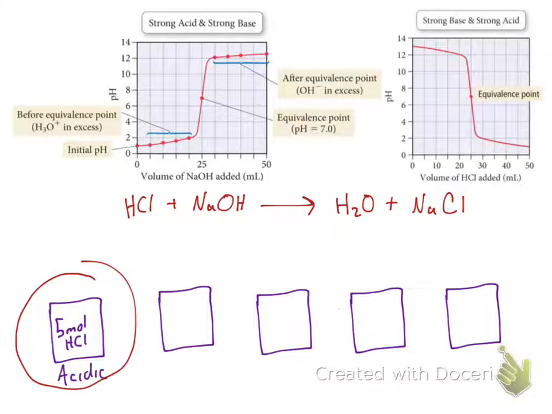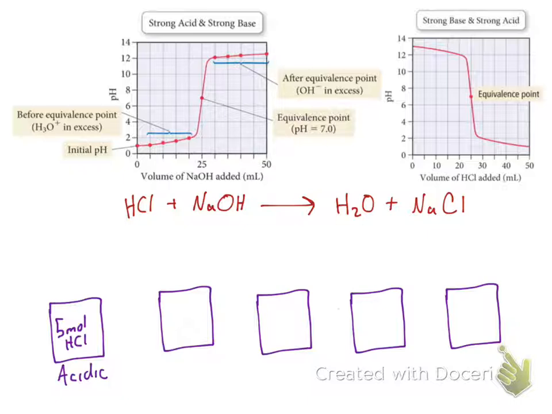So let's go ahead and talk about what a titration is. A titration is where you take an unknown concentration of either an acid or a base and you add a known concentration of an acid or a base to neutralize the solution so that you can determine how concentrated the unknown solution was.